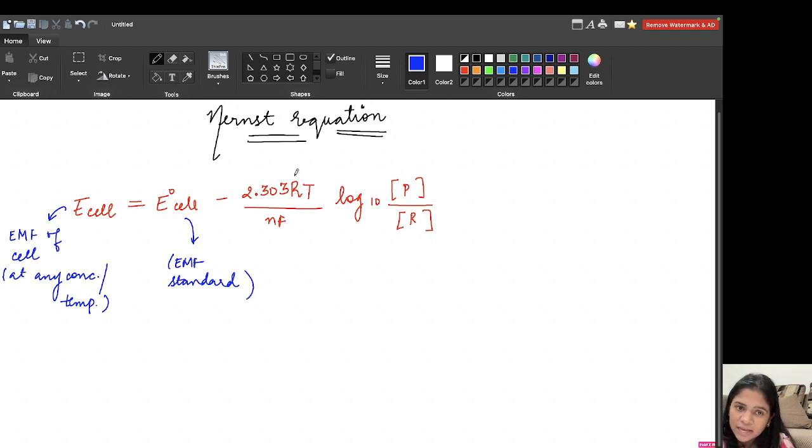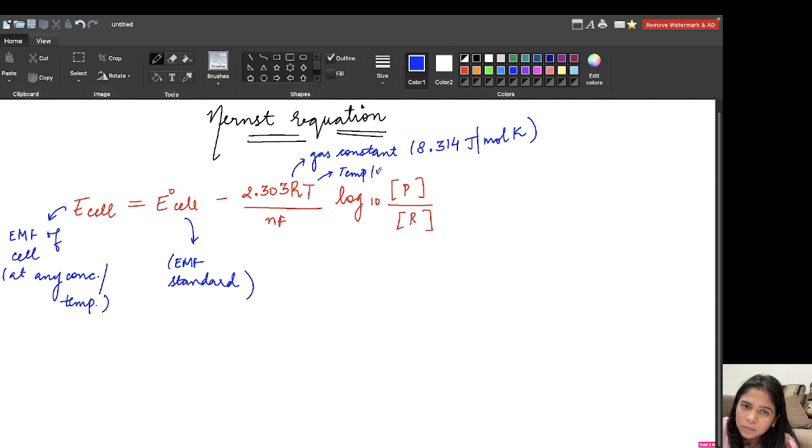R here is your gas constant, and its value is a fixed value, 8.314 joules per mole Kelvin. T is your temperature, which is also measured in Kelvin. N is your number of electrons transferred, gained or lost.